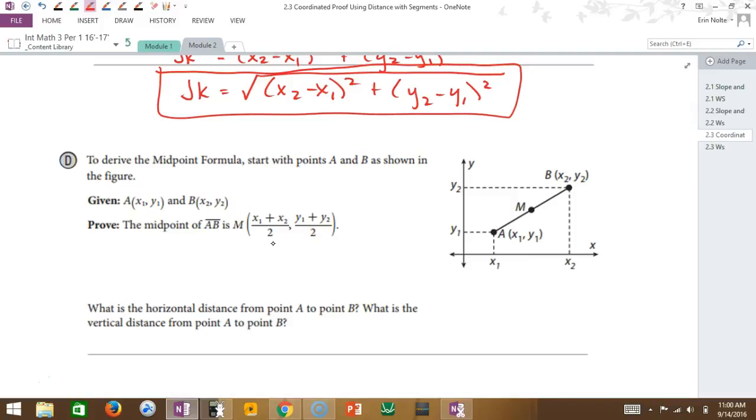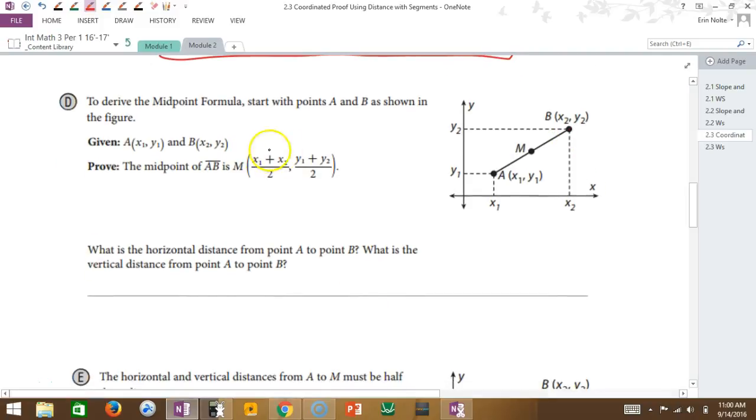Okay, so we're going to do the same idea, so this time we're going to use the points A and B. Okay, so A is going to be x1 and y1, B is going to be x2, y2. So we're going to get to this piece, we're proving this. Okay, so it says, what is the horizontal distance from point A to point B? Okay, so again, we're doing this horizontal distance. So horizontal distance from A to B is going to be x2 minus x1.